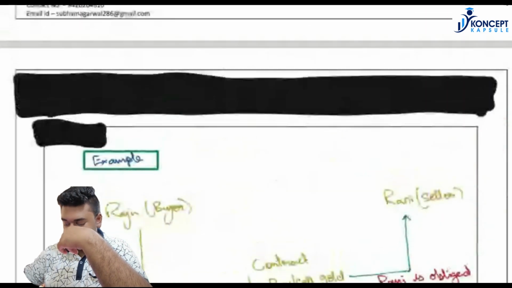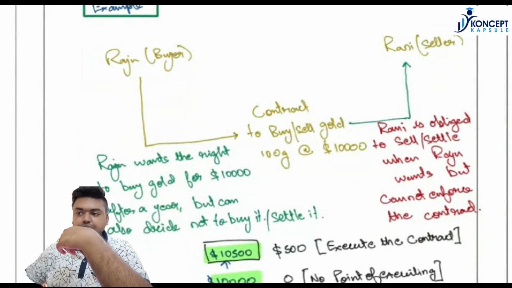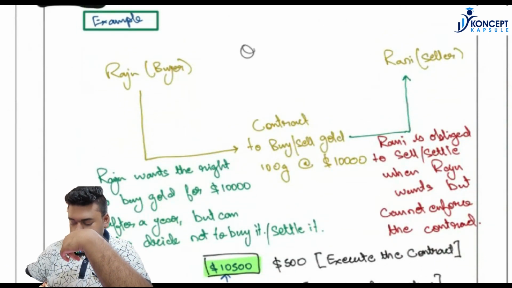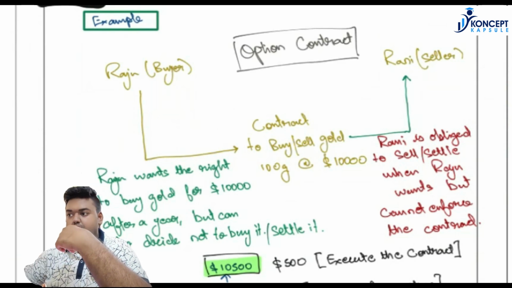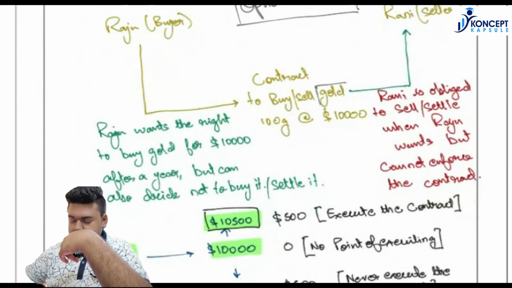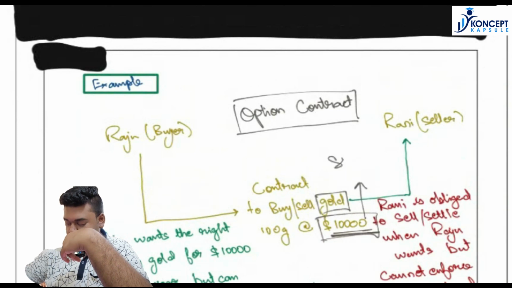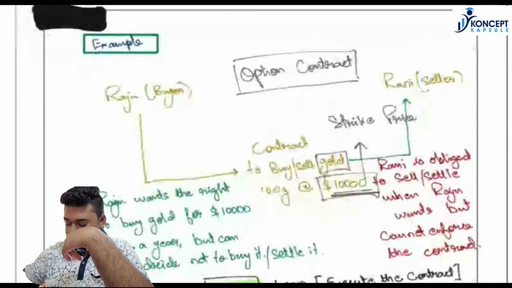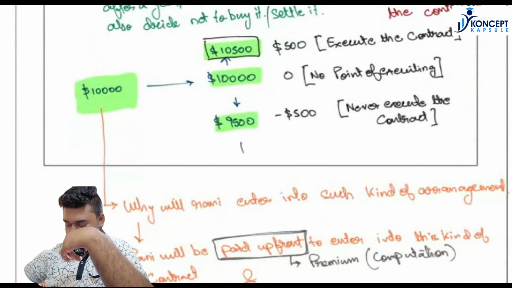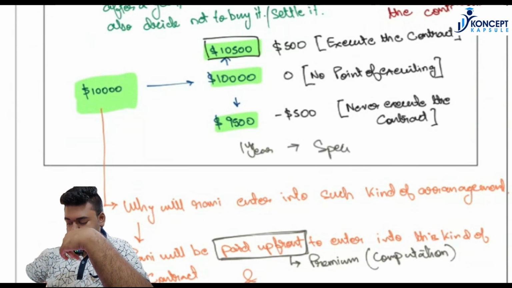This contract that we have seen, the entire contract is known as an option contract, where gold is the underlying. This $10,000 is known as the strike price, and this 1 year period is the specified time.